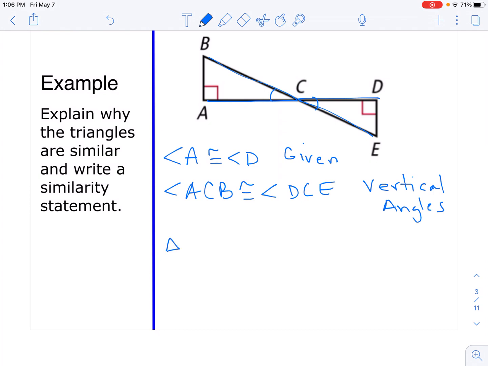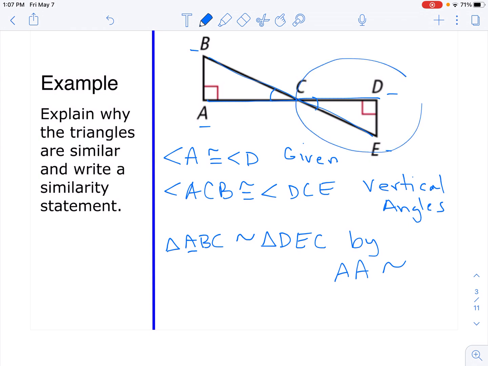And so that means that triangle ABC is similar to triangle, and here's where you've got to be careful, you've got to match the letters. So A is congruent to D, B is congruent to E, by angle-angle similarity. I showed that two angles of one triangle are congruent to two angles of the other, and that means these triangles are similar. You might notice that this triangle looks smaller than this triangle, and that's because similar triangles aren't necessarily the same size.